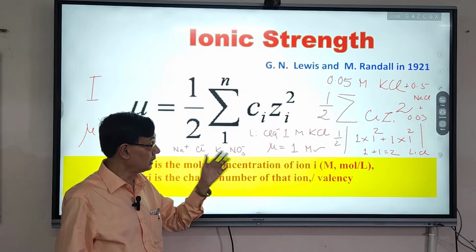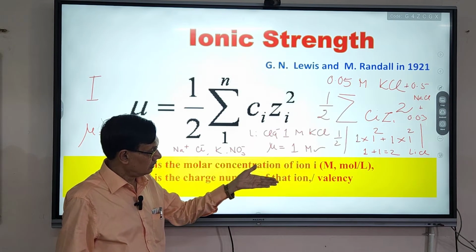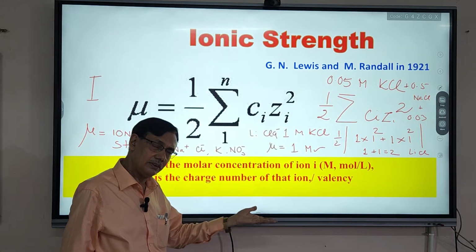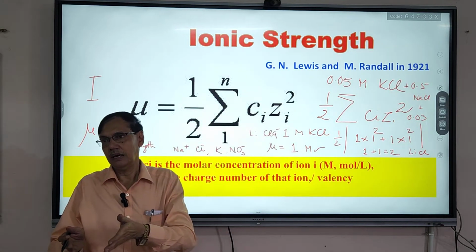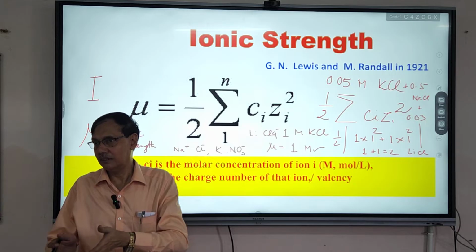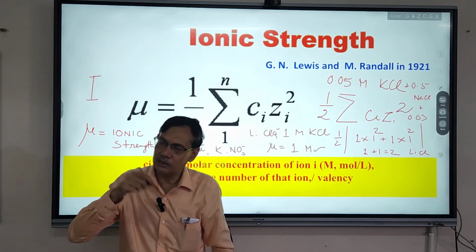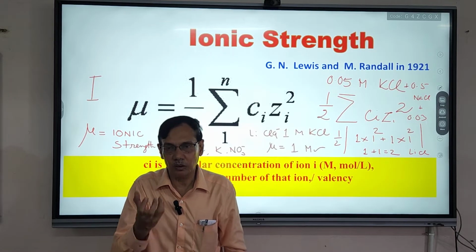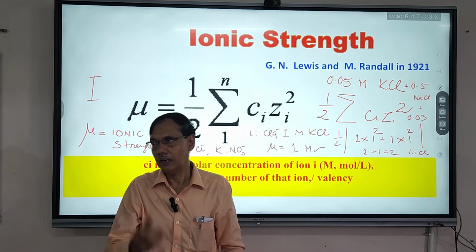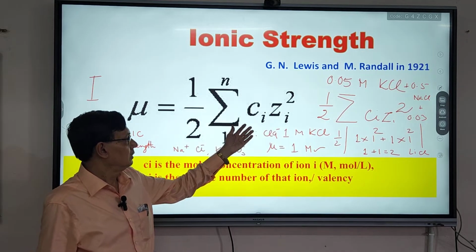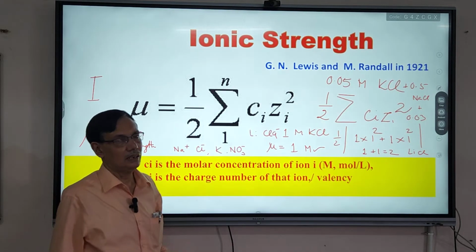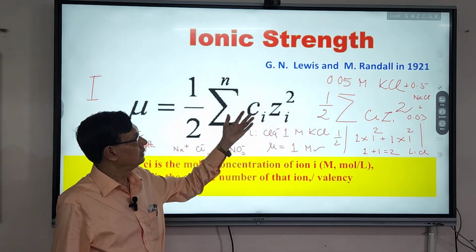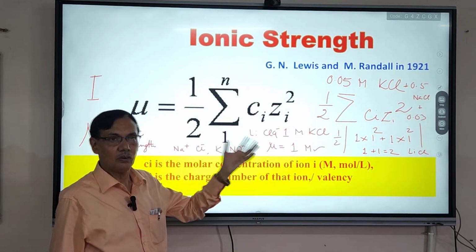It is very important for the electrochemistry part, as well as in physical chemistry, that is called the ionic strength. Because whenever you add some KCl, you must calculate the actual strength of that electrolyte, and with the help of this formula, half Ci Zi square, we can calculate the strength.